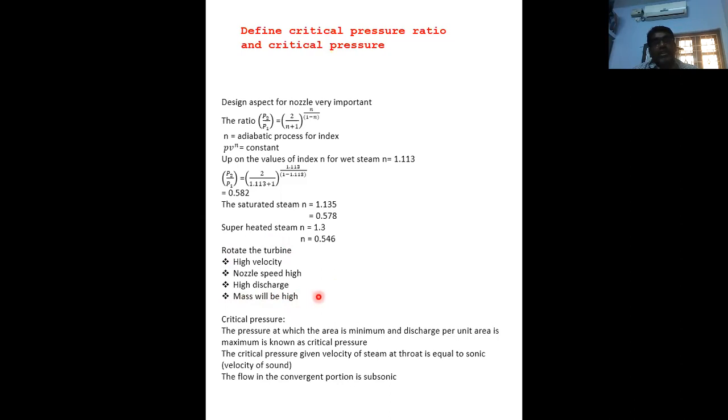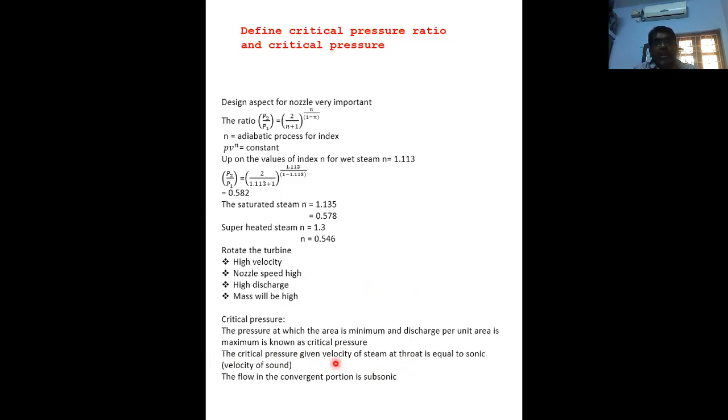Next we discuss the critical pressure. The pressure at which the area is minimum and the discharge per unit area is maximum is known as the critical pressure. At the critical pressure, the velocity of steam at the throat is equal to sonic velocity. Previously in school itself we studied the Mach number and sonic velocity. This happens at the throat. The Mach number is equal to the velocity of fluid divided by the velocity of sound.